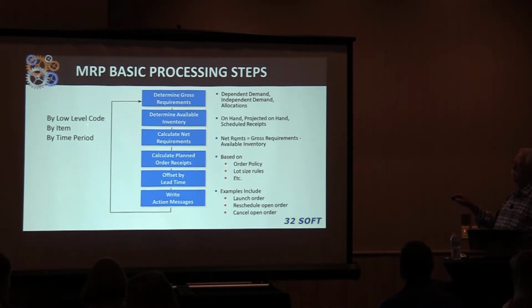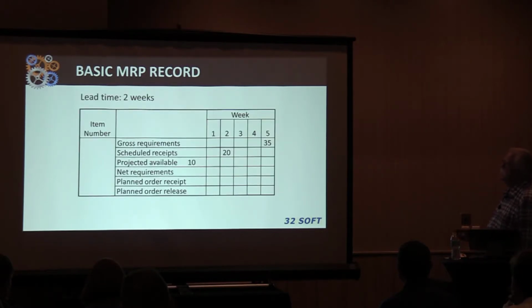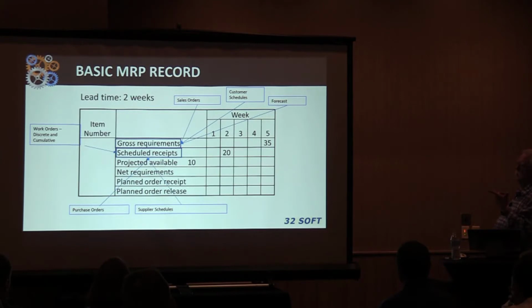And it does this low-level code by low-level code by item by time period. So that explosion calculation that you get when you do 23.2 is pretty intensive. It goes through this series of calculations. Here's just a simple example. We've got expended gross requirements, scheduled receipts. We've got 20 in period 2, start with 10.